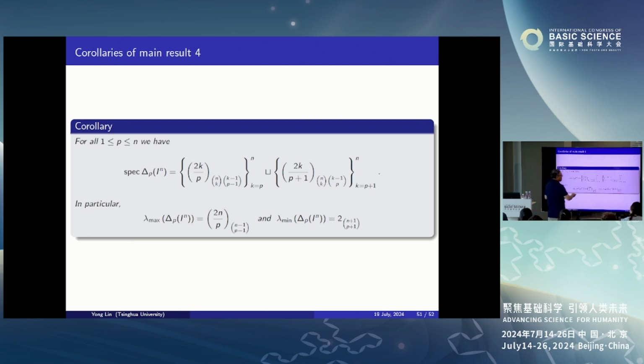How to say this sum: if they are different, they just sum. If they are the same in the two sets, they sum the multiplicities. So in particular, the maximum eigenvalue for In is this number, and the minimum eigenvalue is 2. The multiplicity is this number.